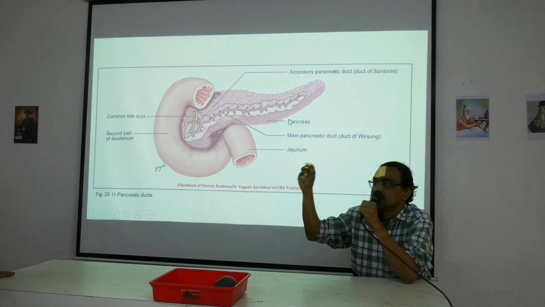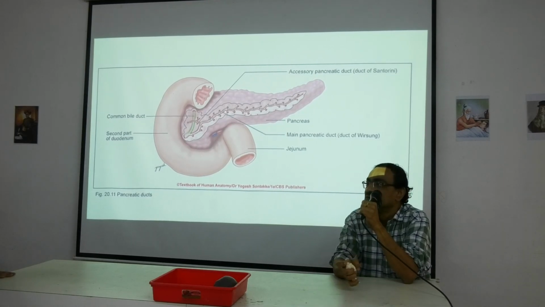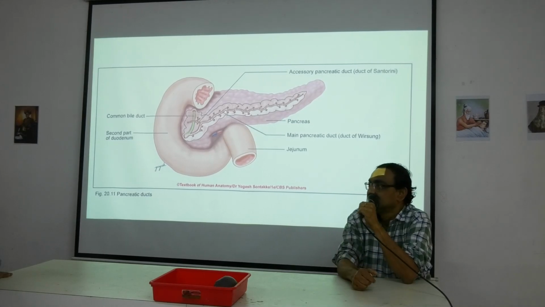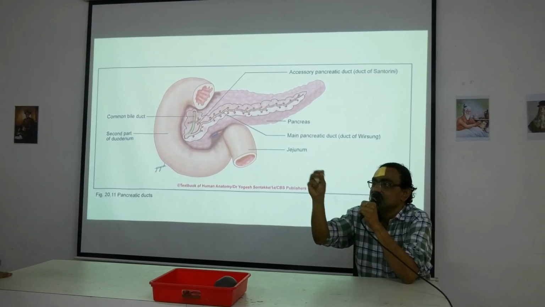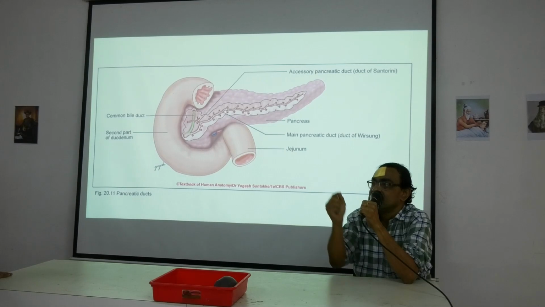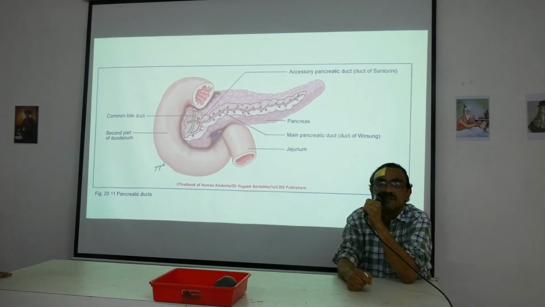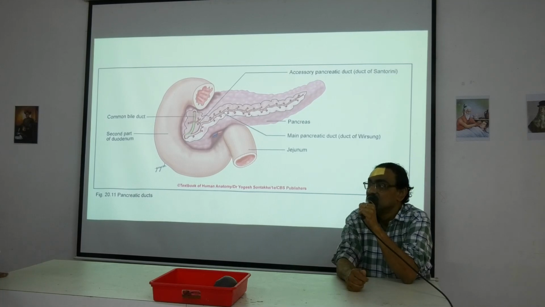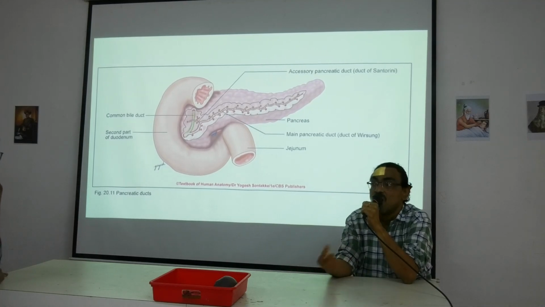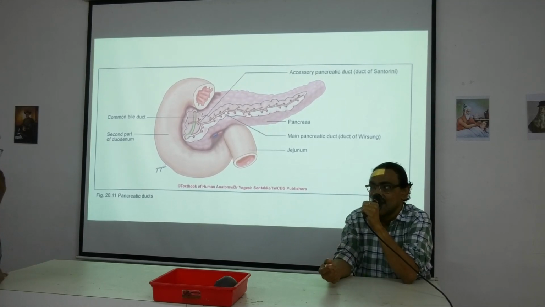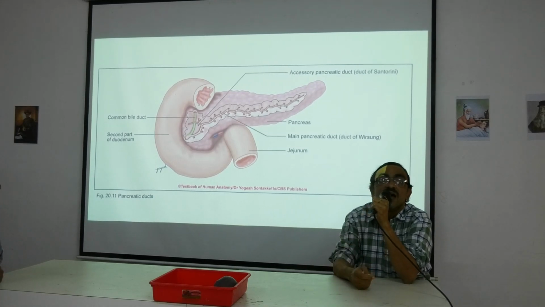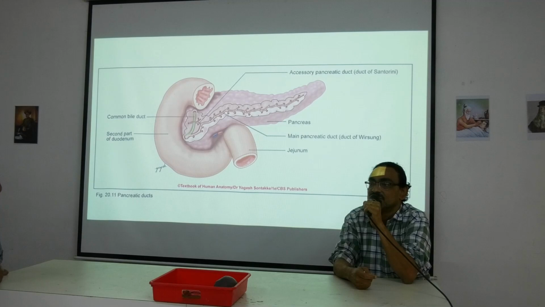Islets means some faintly stained area, where we can find several cells: alpha cell, beta cell, delta cell, PP cell. So there are many cells which secrete hormones, and these hormones are directly discharged into the circulation. That is the endocrine part.